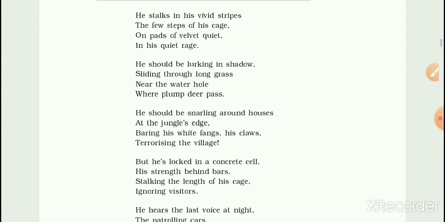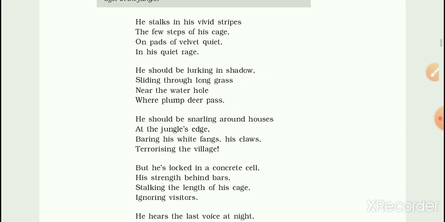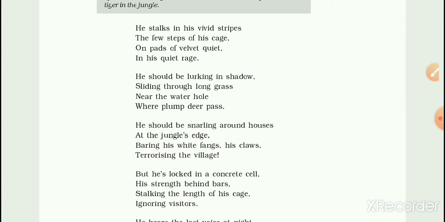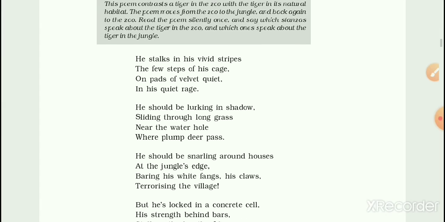While reading the stanzas of this poem, we will see the poet contrast the two scenarios. Once he shows how the tiger behaves when he's in a cage, then again he goes back to when the tiger is free, and again at last comes back to the tiger's life in the cage. So let's read the poem.